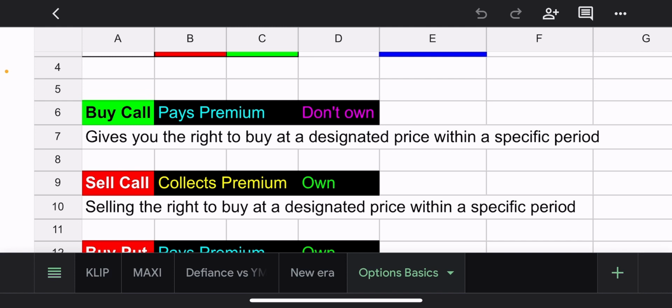So when you're buying a call, guess who's on the other side? A seller. So someone has to sell you that call, right? Someone actually owns these shares that you have the right to. So when they buy that call, guess what? I'm selling that call on the other side. I'm collecting that premium, right?